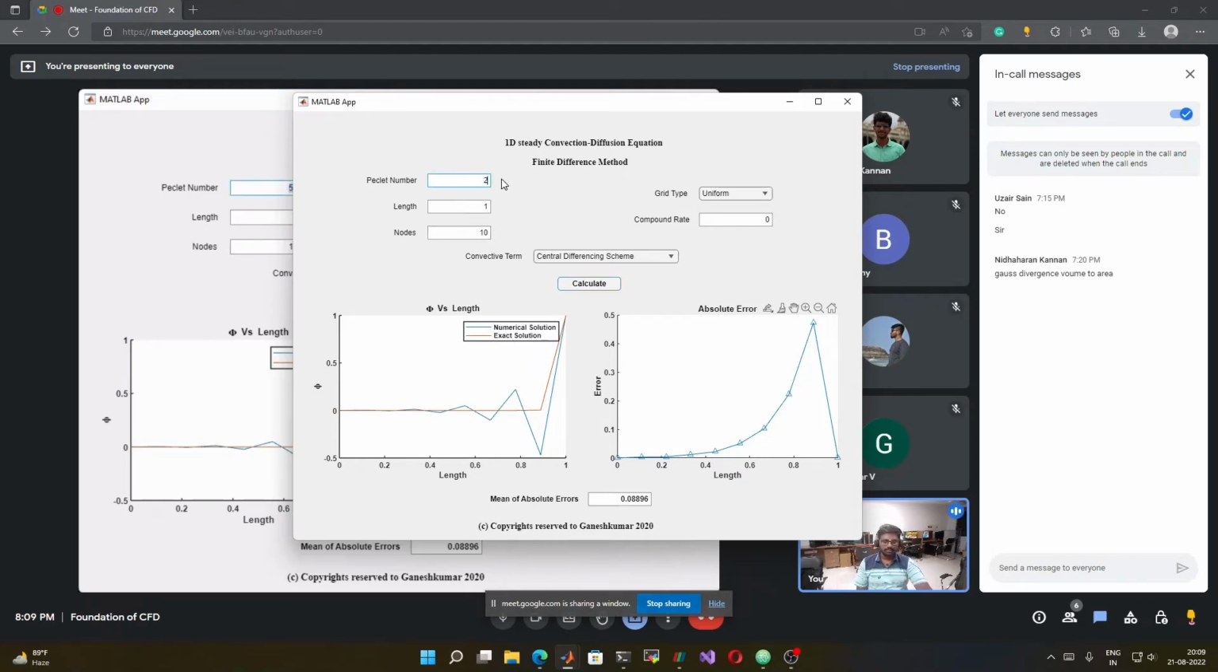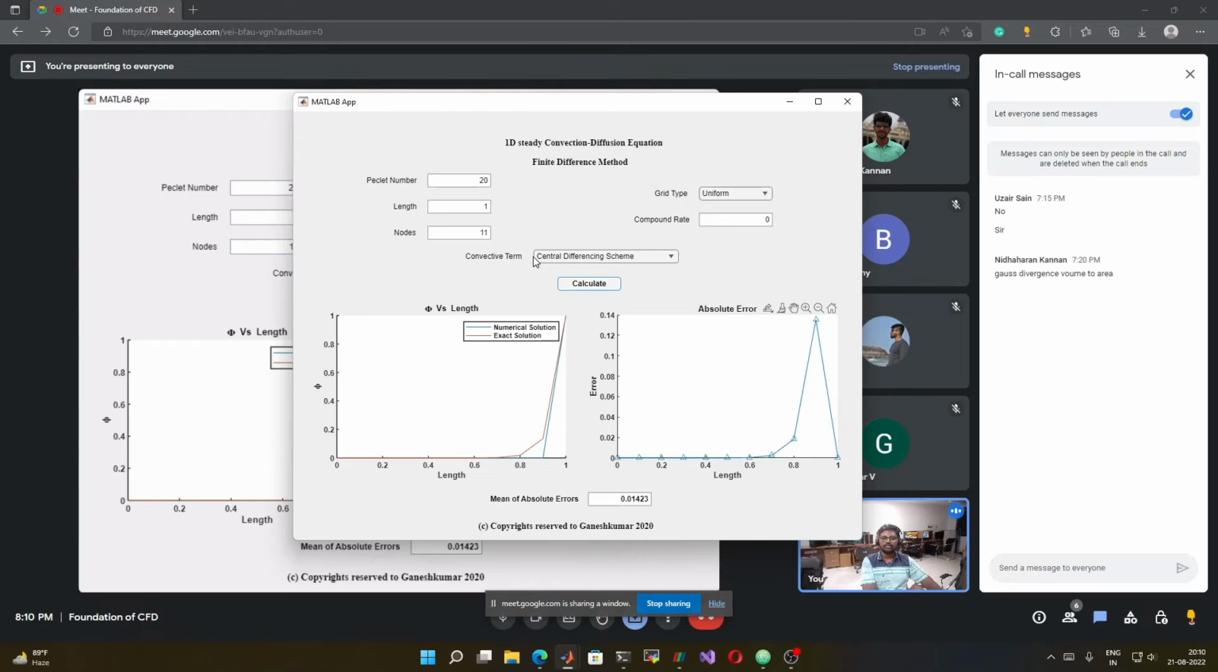Let's say you have a Peclet number of 20, and the minimum number of cells it requires is going to be 10. So if the Peclet number is 20, 20 divided by 10, your local Peclet number is going to be 2. If your local Peclet number is less than or equal to 2, you are going to get a normal solution. Let's say you calculate this.